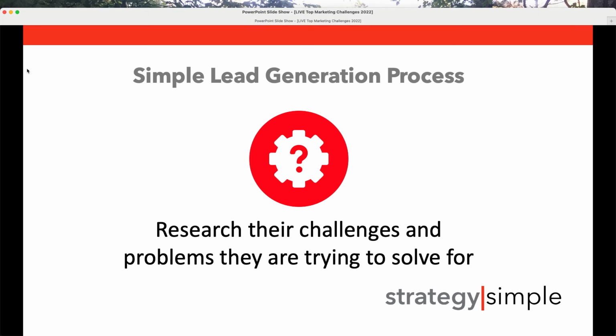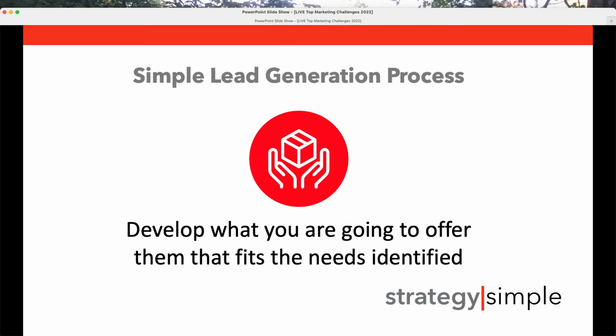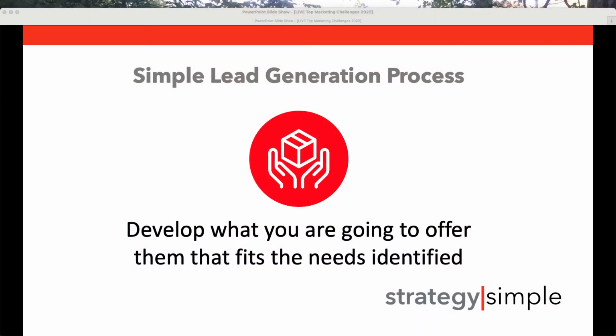So make sure that you understand exactly what it is that they're trying to do so that you can help them do it, right? It's not rocket science, but again, if you don't know who they are and you don't know their challenges or problems, it's going to be really hard to stand out, right? So going to the next one.